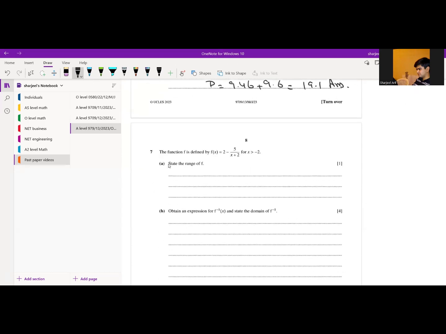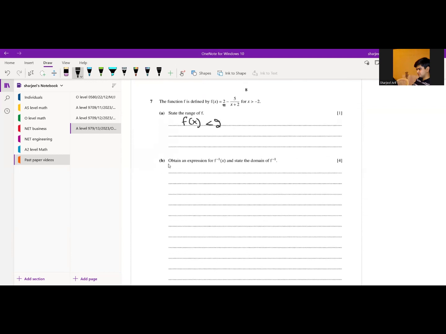For question number 7, we have to find the range of f. For any fraction in which we have a positive or negative sign, the range is bounded by the constant value of y, that is 2. So f of x is less than 2, because the fraction is being subtracted from 2. If 2 were subtracted from the fraction, then f of x would be greater than 2. So in this case, f of x will be less than 2.